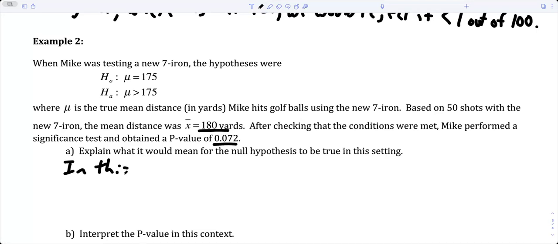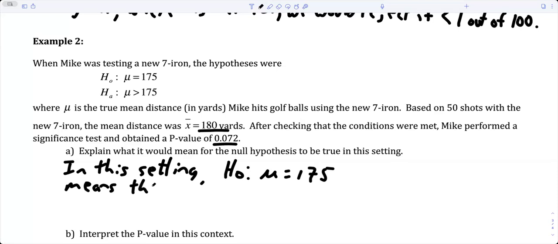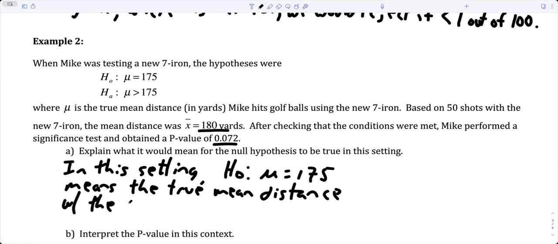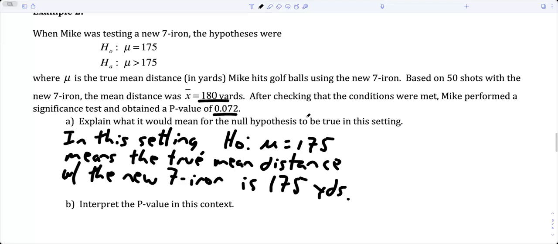So in this setting, H naught, mu equals 175, means the true mean distance with the new 7-iron is 175 yards. Okay, that's what it means for the null hypothesis to be true.